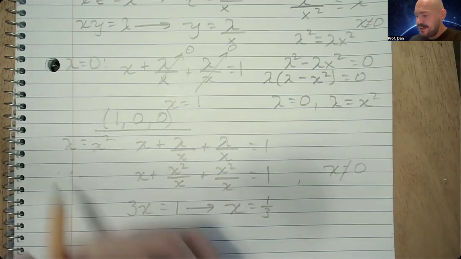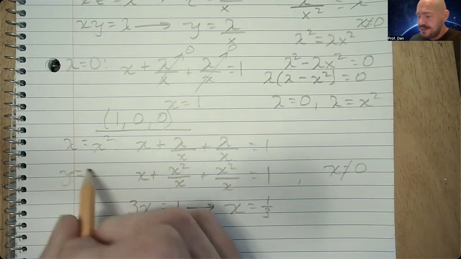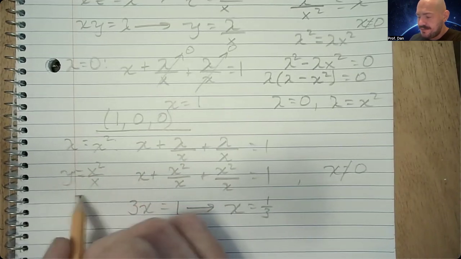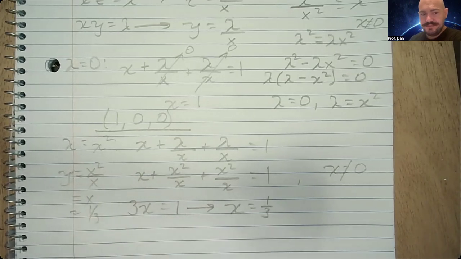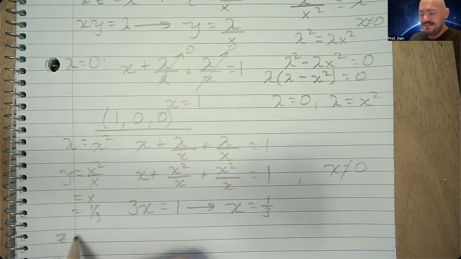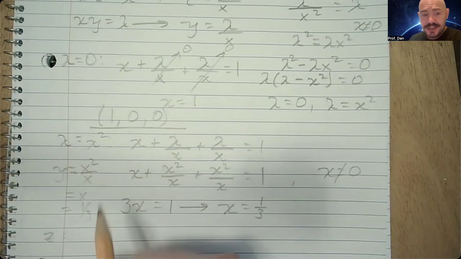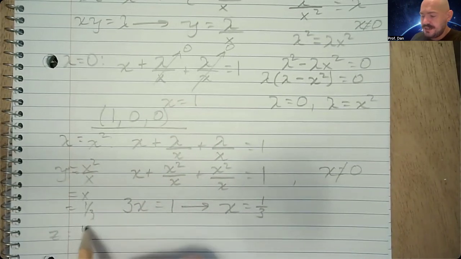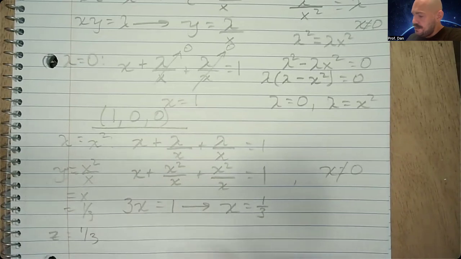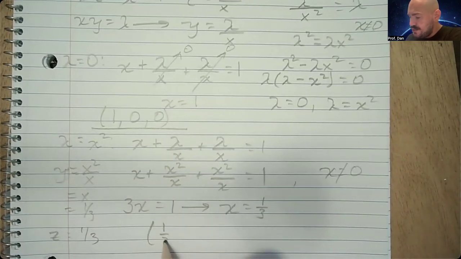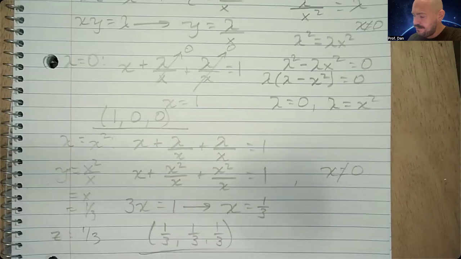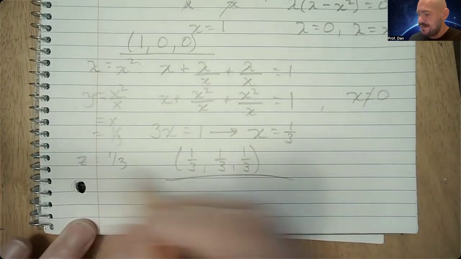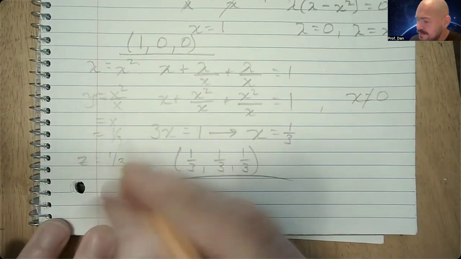Now I can actually write out what I was saying earlier. Y was equal to x squared over x, also known as x, also known as 1/3. Z is going to be the same thing. It's x squared over x, also known as x, also known as 1/3. So the other point that I have to test is 1/3, 1/3, 1/3. So those are the two coordinates that I need to input to find my max and my min.